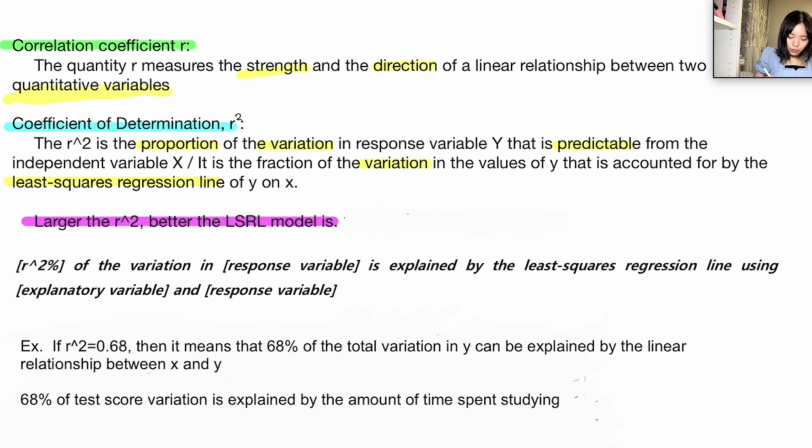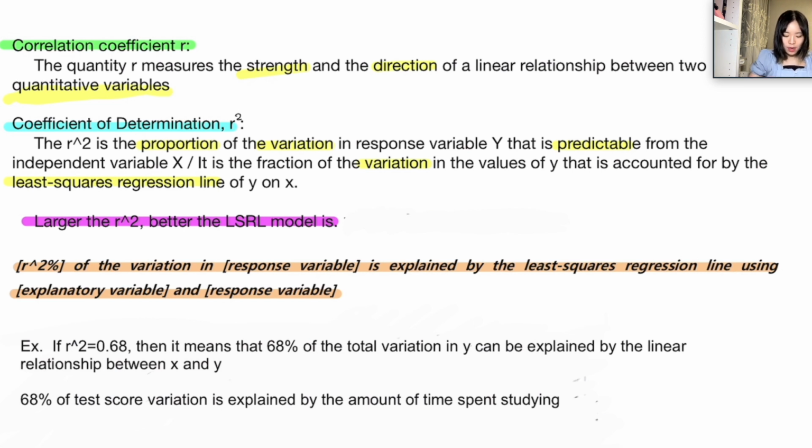This is the formula you're going to use to interpret or explain your coefficient of determination. Let me read this: R square percent of the variation in the response variable is explained by the least squares regression line using the explanatory variable and response variable. And let's look at the example.